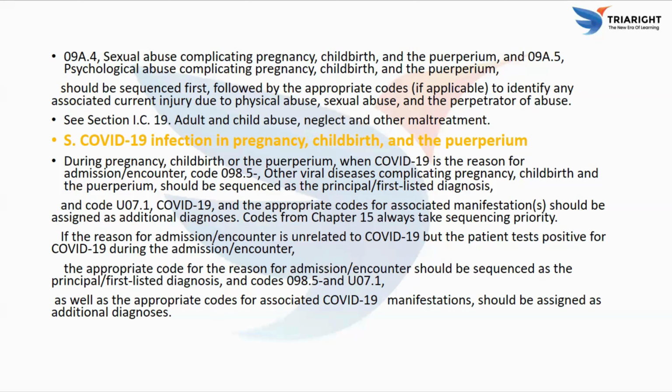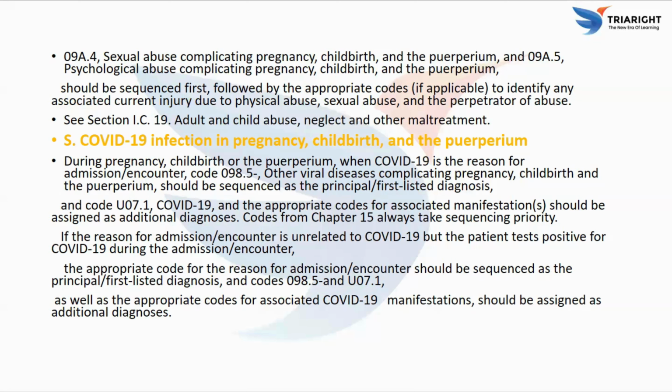So why do O codes take priority? Because ICD-10 rules say that when a condition complicates pregnancy, childbirth or puerperium, the pregnancy chapter comes first. So why O98.5? Because this category is used whenever a viral infection affects pregnancy, but the virus is specified by another code like COVID. So what is U07.1? This is the lab confirmed COVID-19 code.